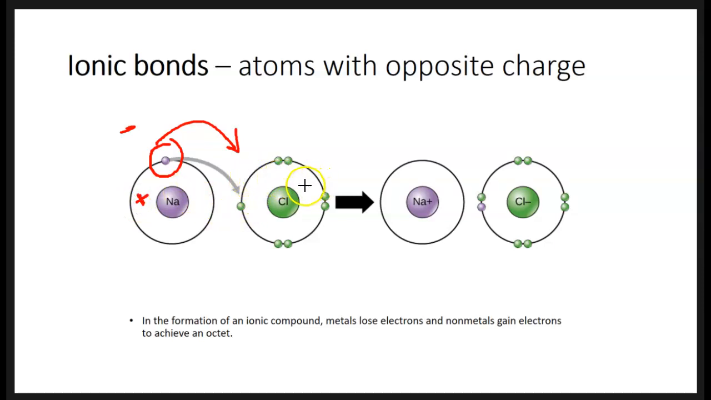Chlorine is an atom that can gain electrons, right? And when it gains an electron, it gains that negative charge, and so it has a net negative charge. You can see over here we have positive sodium, negative chlorine. With charge, opposites attract. And so these two atoms can form an ionic bond, which forms a compound called NaCl, which we also call table salt.